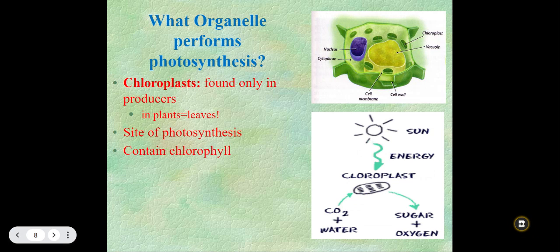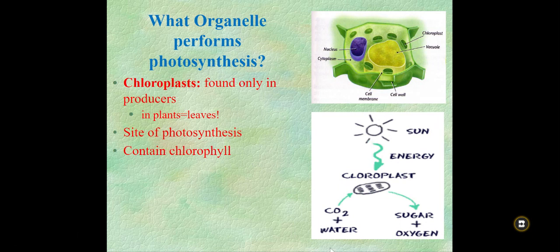All right, so what organelle performs photosynthesis? We just talked about that. That is going to be the chloroplast. If we're looking at a plant cell, you can see a whole bunch of them sitting in here. They are only found in producers, so just basically something that can make its own food, which has got to be a plant or a plant-like organism. And in plants, we are talking about leaves. It is the site of photosynthesis, and like I said, it is because it is containing chlorophyll.